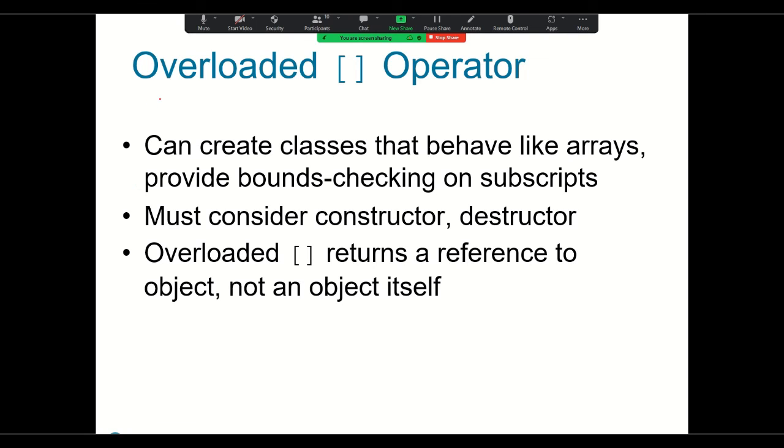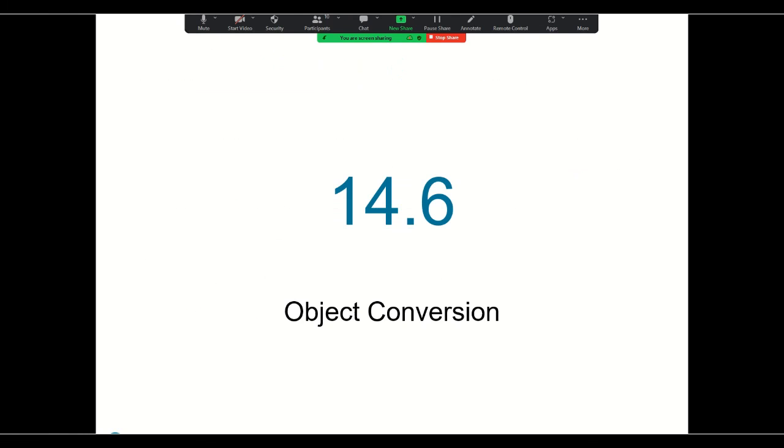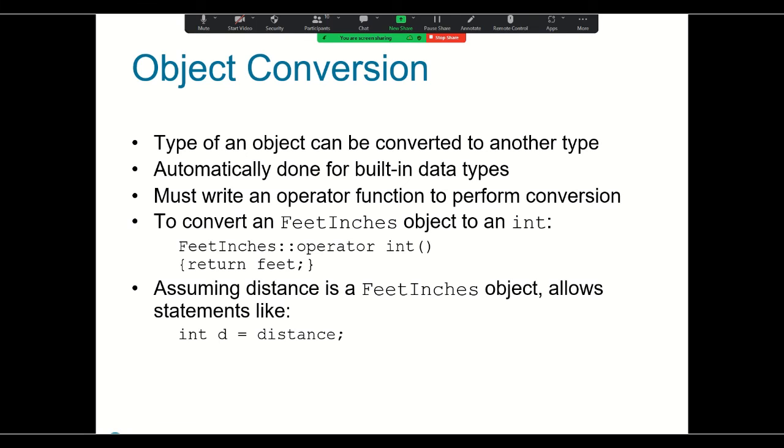You can also overload the array operator. You can create classes that behave like arrays and provide bounds checking on subscripts, but you must consider the constructor and destructor. This one returns a reference to the object, not an object itself. You can also convert an object to another type, depending on the type of the object. This is automatically done for built-in data types, but for objects you must write an operator function to perform the conversion.